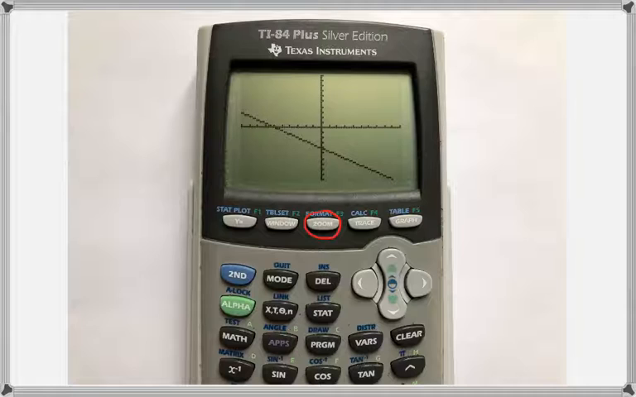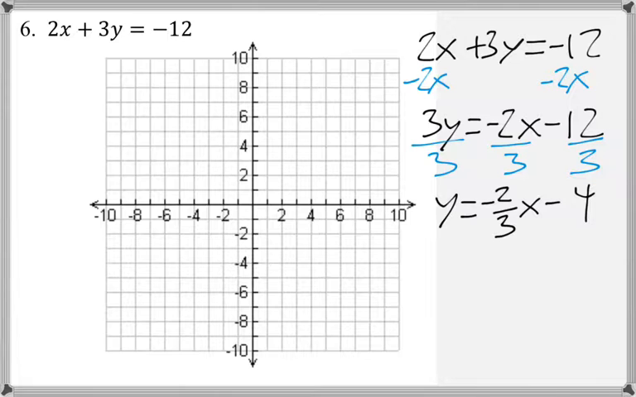So this one is crossing at negative 4 and negative 6. So it's crossing at negative 4 on the y-axis and negative 6 on the x-axis. So let's connect the dots.